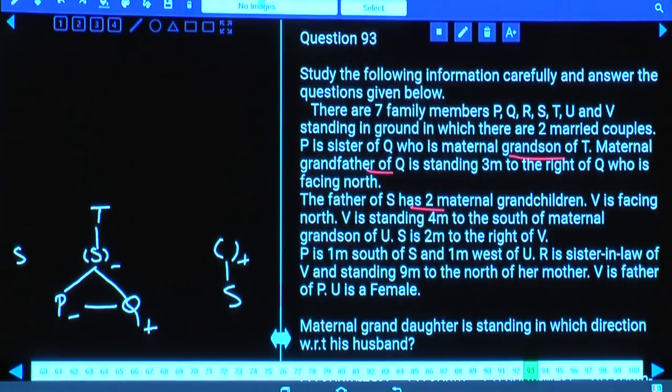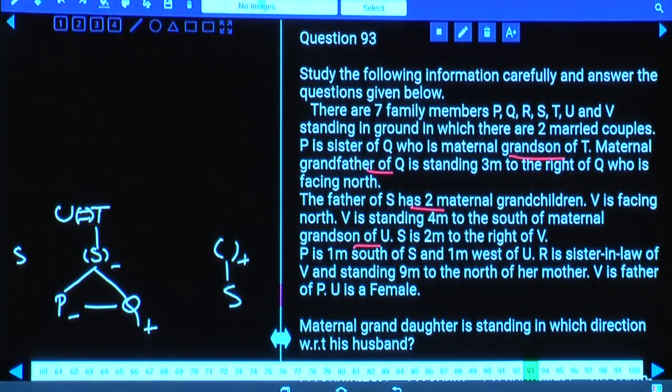And V is standing, V is facing north. V is standing to the south of the maternal grandson of U. U is having a maternal grandson, and T and U are a married couple. Isn't it? Out of which the gender is not known. S is 2 meters to the right of V. P is 1 meter to the south of S, and 1 meter to the west of U.